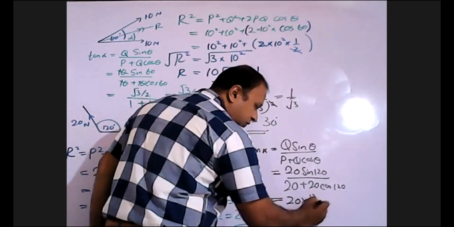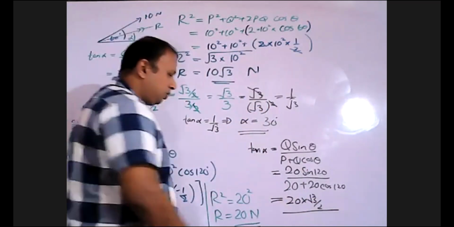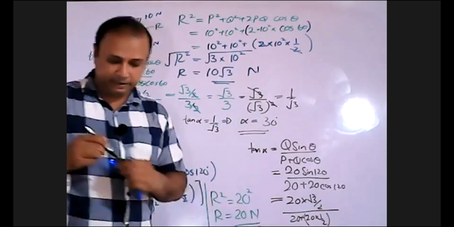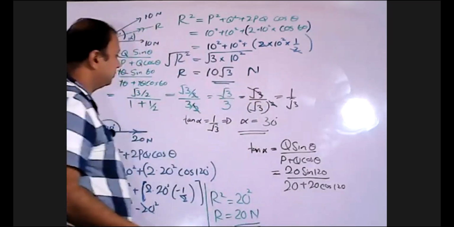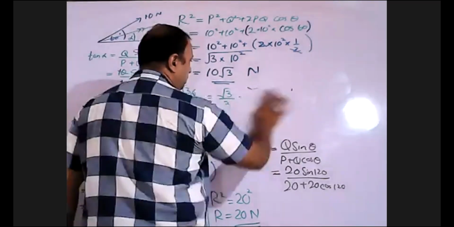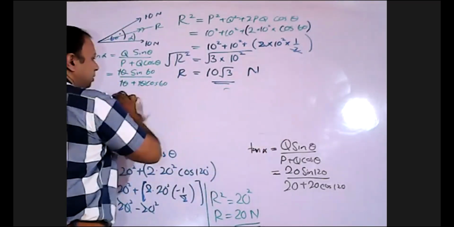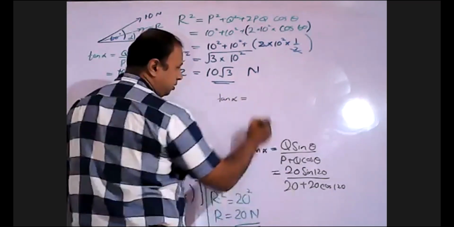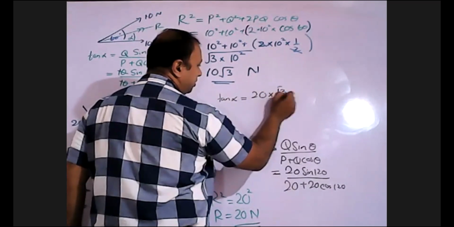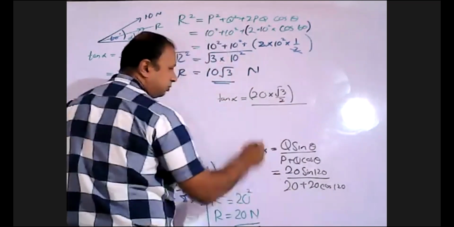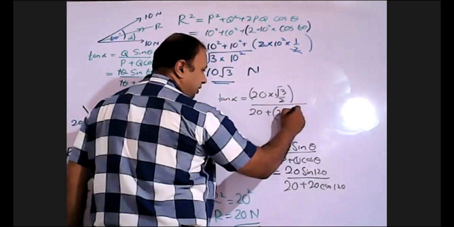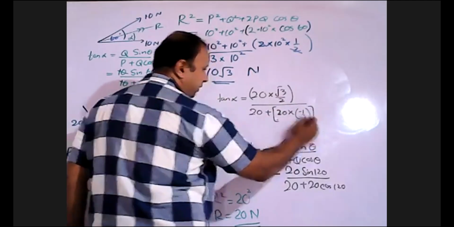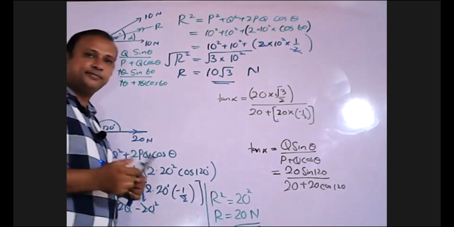20 times root 3 over 2, over 20 plus 20 times minus half. Put a bracket here. I will do it here. Twenty times root 3 over 2 over 20 plus 20 times minus half. Put brackets here, okay?